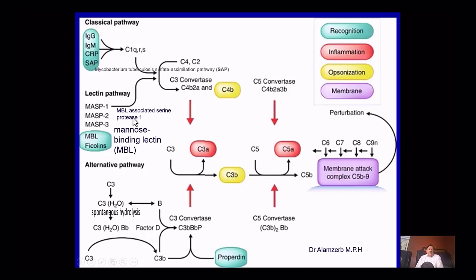By this pathway also the complement is activated, and the rest of the stages are the same as in the classical pathway. The alternate pathway is activated by spontaneous hydrolysis. The C3 component is spontaneously hydrolyzed with factor B, protein B and D.